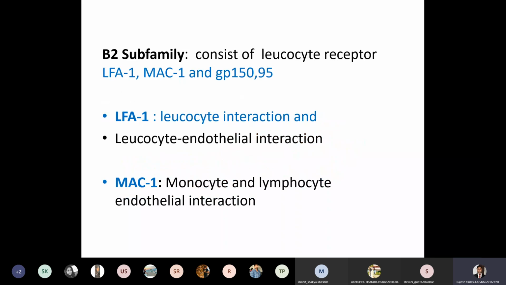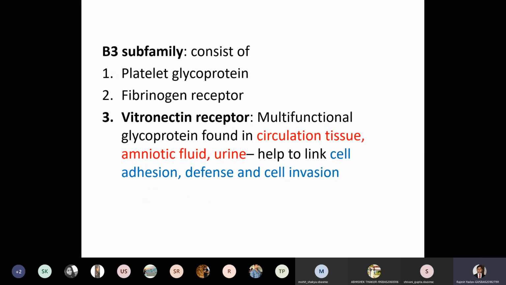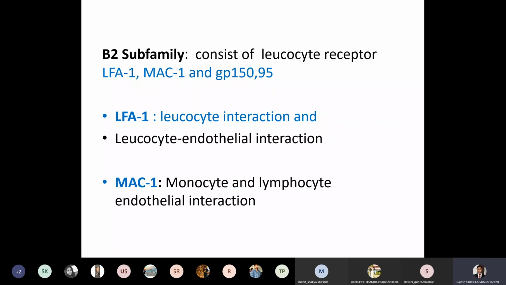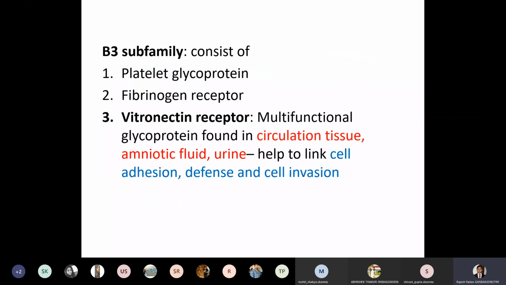Okay, so next one is the B3 subfamily. So there is one family, with subfamily B1, B2, and the third one is the B3 subfamily. The B3 subfamily consists of two proteins here, platelet glycoprotein and fibrinogen receptor, and the third one is the vitronectin receptor. So these three receptors come inside the B3 subfamily.